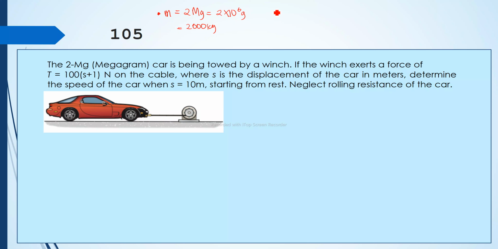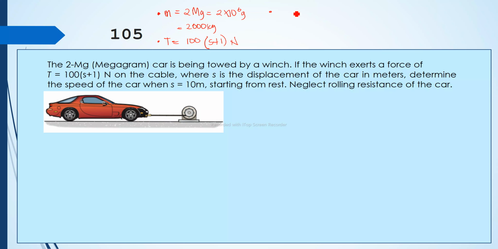And then what else is given? We have a tensional force that is equal to 100 times S plus 1 Newton. Take note that the force is not constant, so we cannot apply the constant kinematic equations here. What else do we have? Determine the speed of the car when S is equal to 10 meters starting from rest.